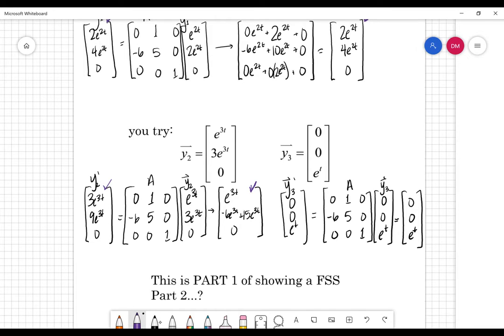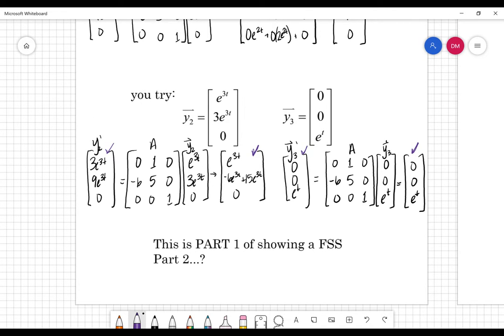Same with Y3 prime. The derivative there is pretty straightforward and does in fact match the matrix multiplication we do on the right-hand side. Okay. So this is part 1 of showing a fundamental system, or fundamental set of solutions.